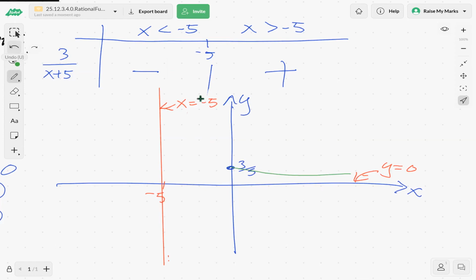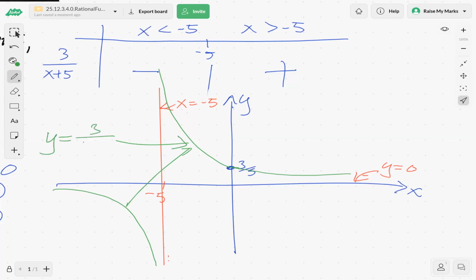It looks something like that. So it gets very close to our asymptotes, but never touches them. Both are vertical and horizontal. So this green curve, our green curve, is our function 3/x plus 5.